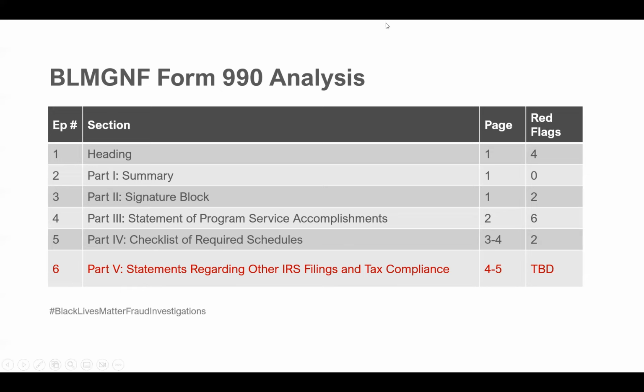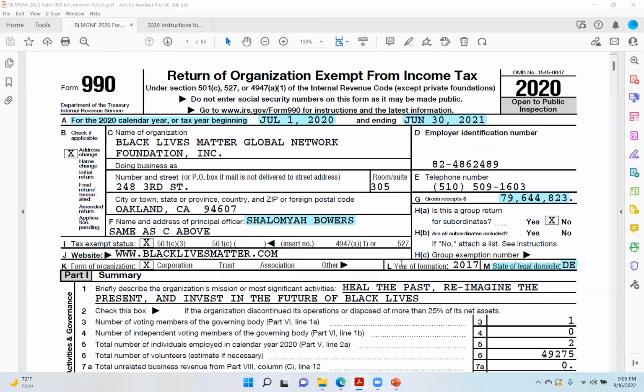So now I'm going to pause my screen so that I can go out and pull up the Form 990 information return and start our investigation on Part 5 of the Form 990 information return. Thank you for your patience as I navigate to this new screen. Okay, so now you are seeing the Form 990 information return for the Black Lives Matter Global Network Foundation for the year 2020.